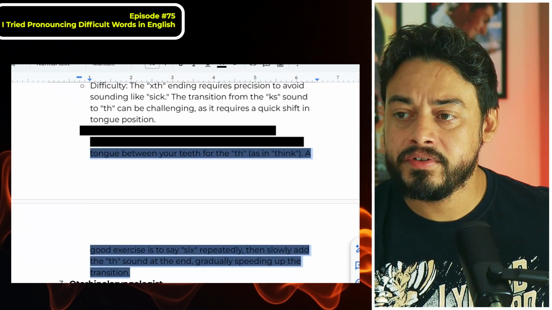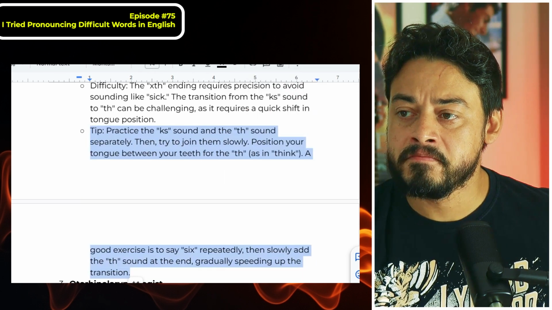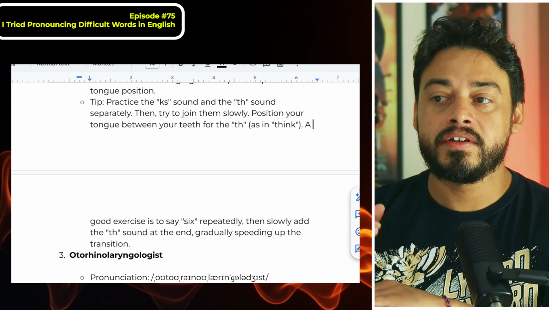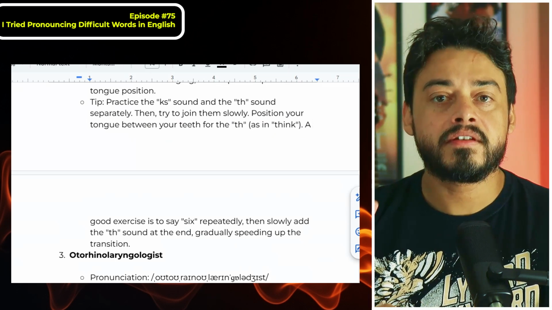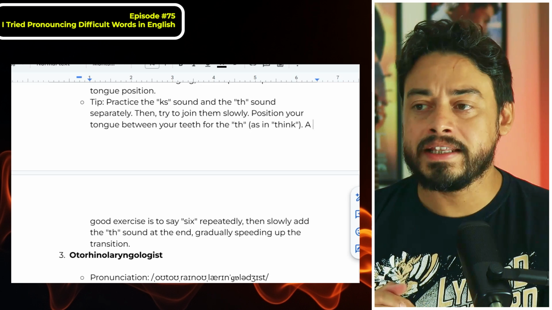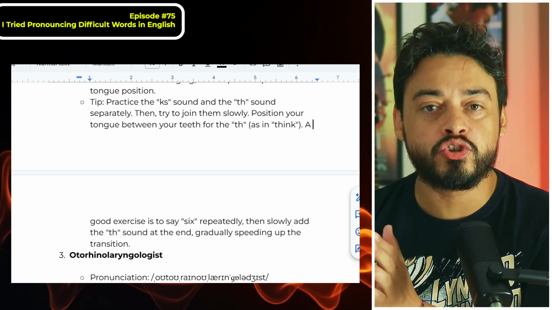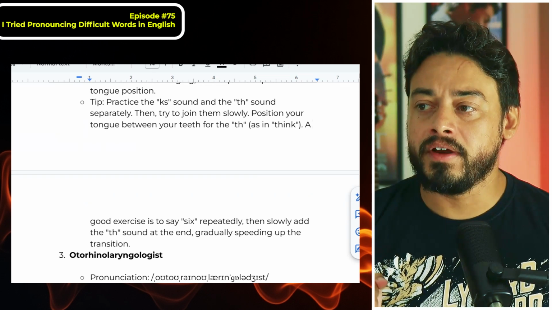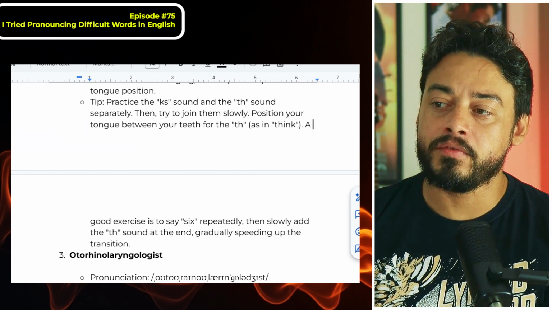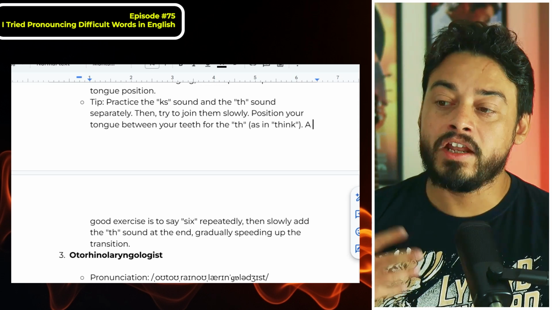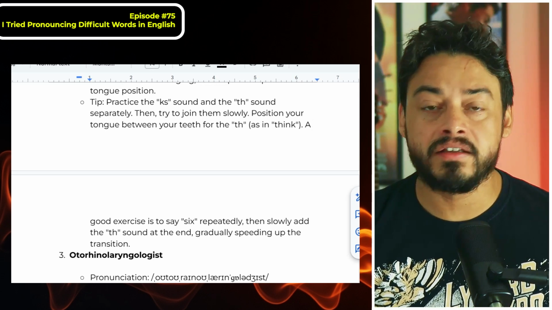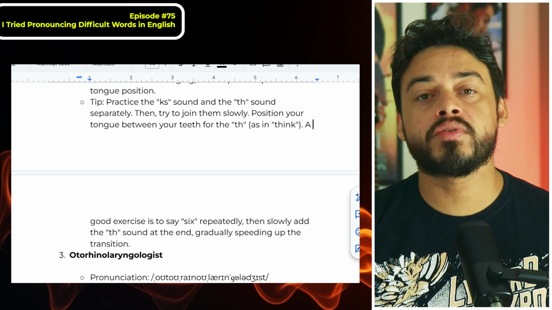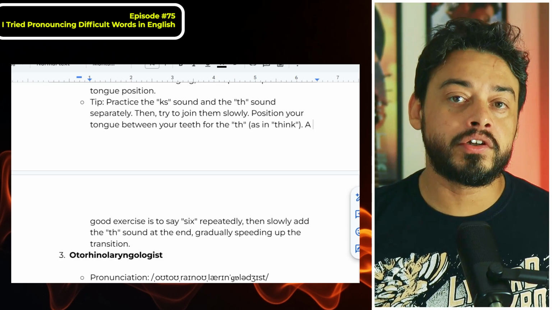Here is the tip to better pronounce this word. Take a look. Practice the X sound and the TH sound separately. Then try to join them slowly, like in closer succession. All right? Position your tongue between your teeth for the TH, as in think. And a good exercise is to say six repeatedly, then slowly adding the TH sound at the end, gradually speeding up the transition. So you can start with the regular cardinal number six.